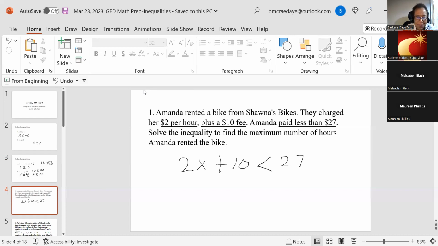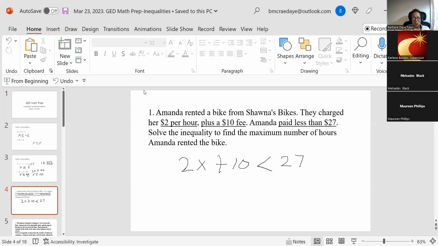Tell me the answer. You subtract 10 from both sides. Okay. Good. And then solve for X. What do you get for X? So you subtract 10 from both sides, right? So 27 minus 10 is 17.